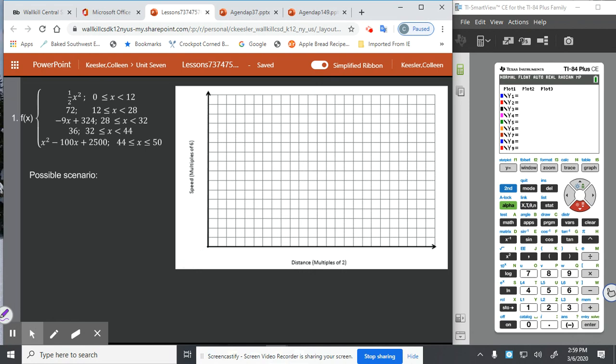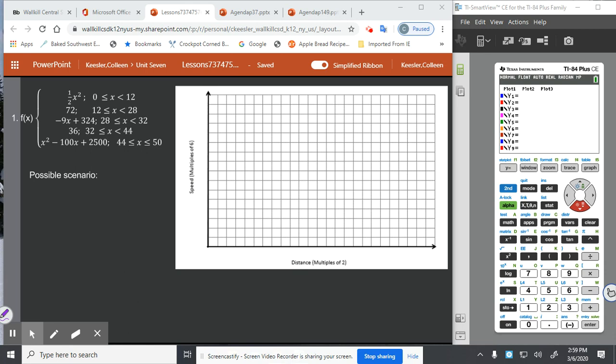So first we have a whole bunch of equations here that we're going to graph as one function. We have 1/2 x squared from 0 to 12, 72 from 12 to 28, negative 9x plus 324 from 28 to 32, 36 from 32 to 44, and last x squared minus 100x plus 2500 from 44 to 50. And that's all going to be graphed on this one coordinate plane where the x-axis represents distance and the y represents speed. So in the end, we're going to come up with a scenario that these lines create.